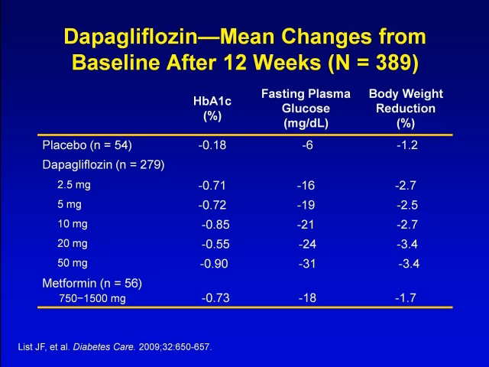With dapagliflozin, there's again a dose-response relationship with a reduction in A1C over 12 weeks of about 0.8%, a reduction in fasting glucose as well in the range of about 20 to 30, and a reduction in body weight of about 3 kilograms. This study with dapagliflozin compared it with metformin, where you got similar reductions in A1C, slightly lower reduction in fasting glucose, and somewhat more modest reduction in body weight.